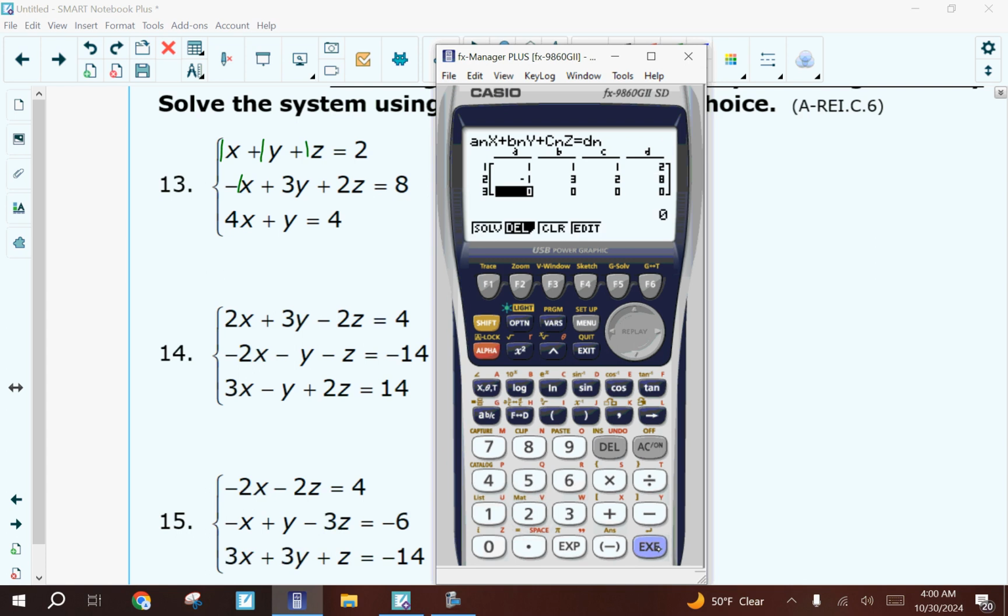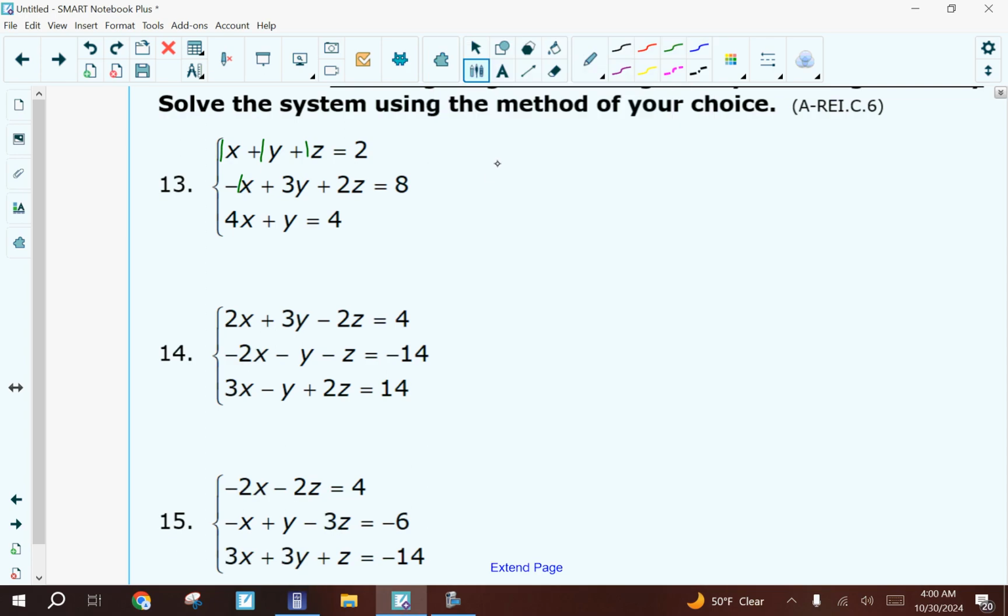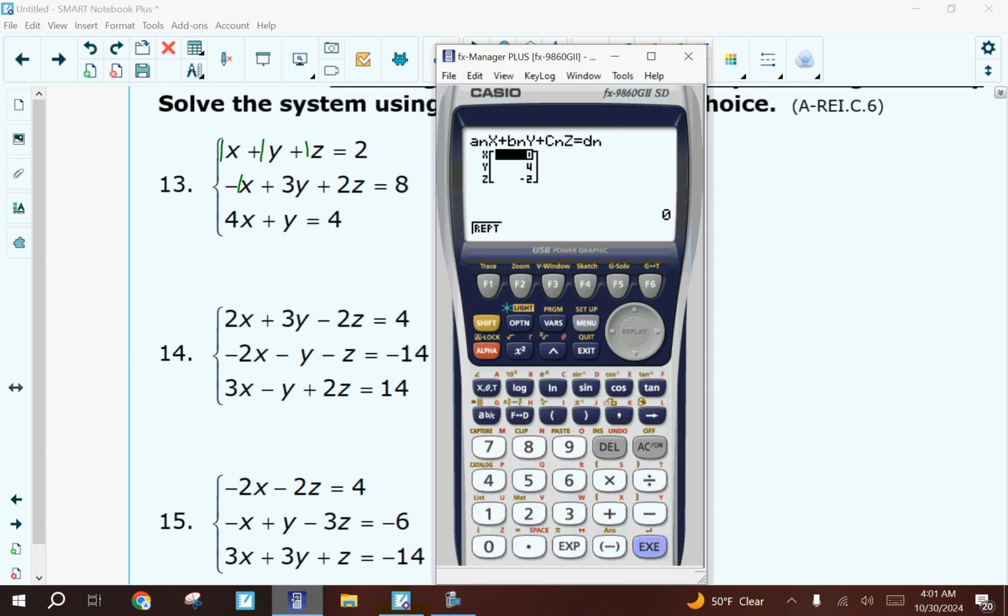So on this last one, you'll notice that there's a 4x, a y, but no z, so we have to enter in a 0. So y is 1. Z is 0 because z is missing. And then 4. And then enter. So there's our answers. It's 0, 4, and negative 2. So 0, 4, negative 2. So these ones should be relatively quick. So I'll hit exit and I'll clear that out.